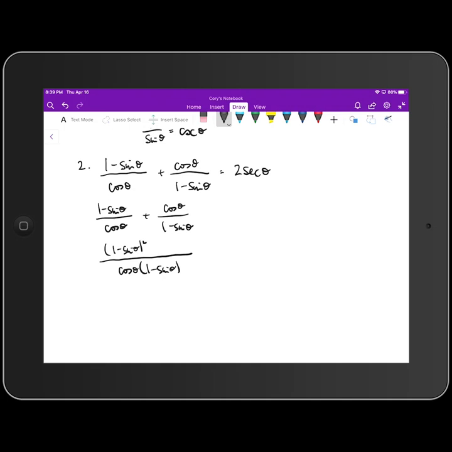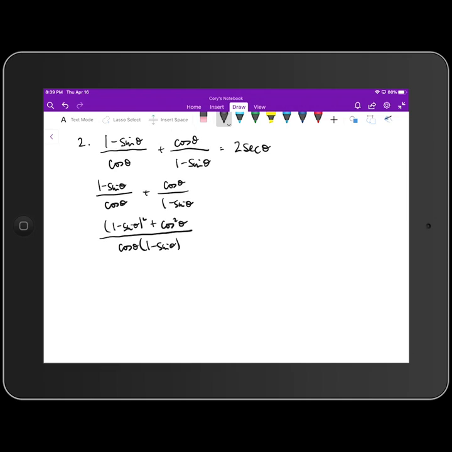So that's going to become 1 minus sine quantity squared. To give the second fraction that common denominator, I need to multiply the top and bottom by cosine, which cosine times cosine is cosine squared. And now I want to simplify that numerator. So when I FOIL out 1 minus sine quantity squared, that's going to be 1 minus 2 times the sine of theta plus sine squared of theta plus cosine squared of theta all over cosine times 1 minus the sine of theta.